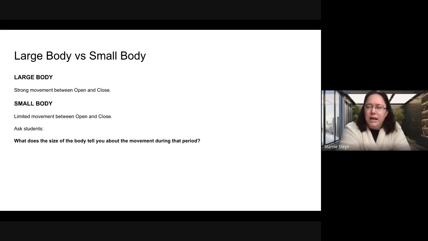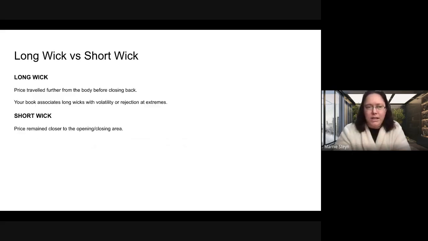It pretty much covers how strong the momentum within that candle is. So it's also showing you some volume that is lying within that candle. Now, what is the difference between a long wick versus a short wick? Well, a long wick tells us that price traveled further from the body before closing back down.